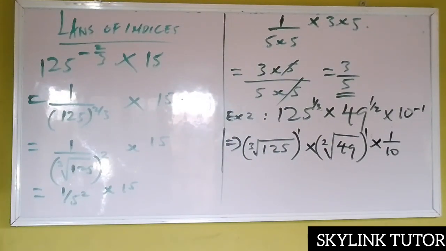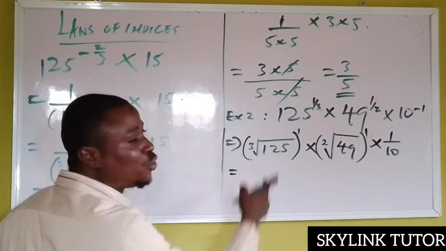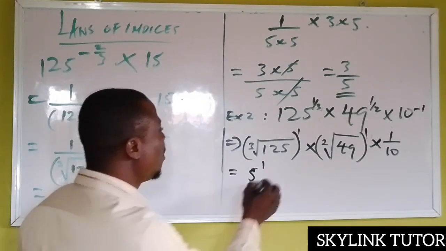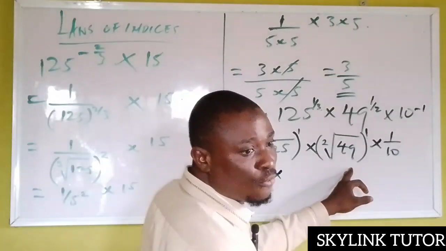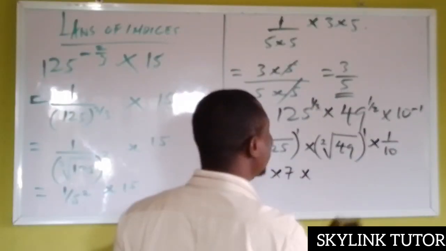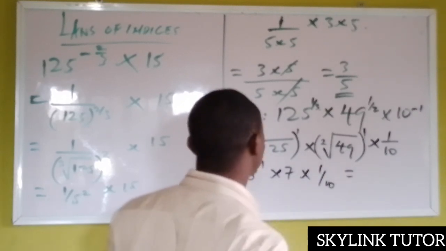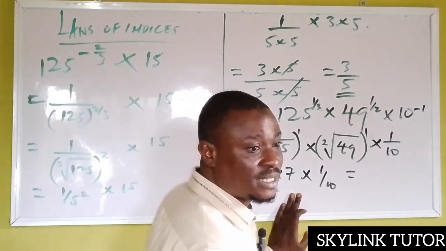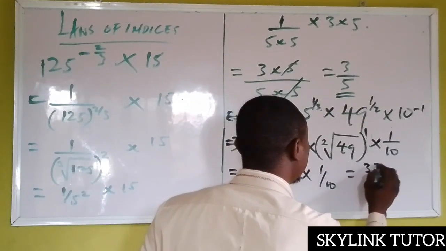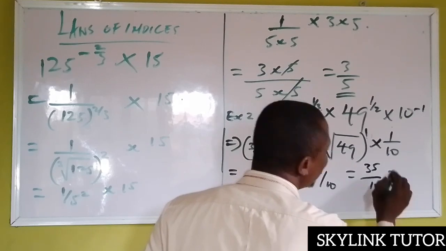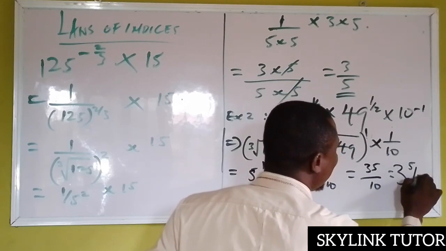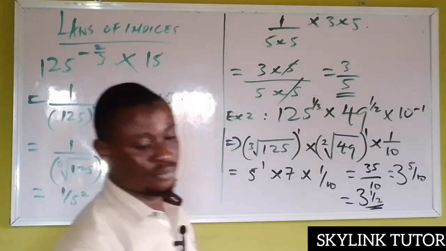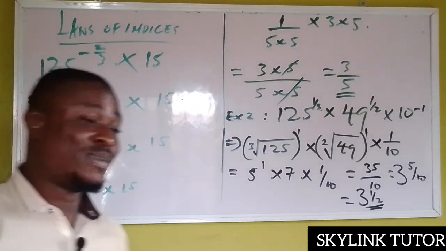Having 1 over 10, the next thing is cube root of 125. That is 5 raised to power 1, multiplied by square root of 49, that is 7, then times 1 over 10. At the long run, you are going to have 5 times 7, that is 35, times 1, that is 35 over 10, which is 3 whole number 5 over 10. At the long run, you have 3 whole number 1 over 2 as your final answer. I hope this is making sense.